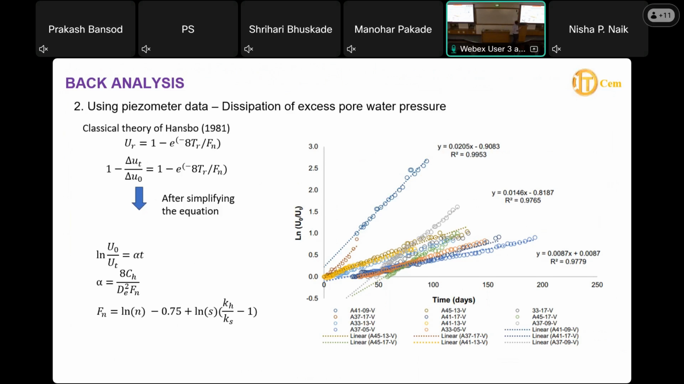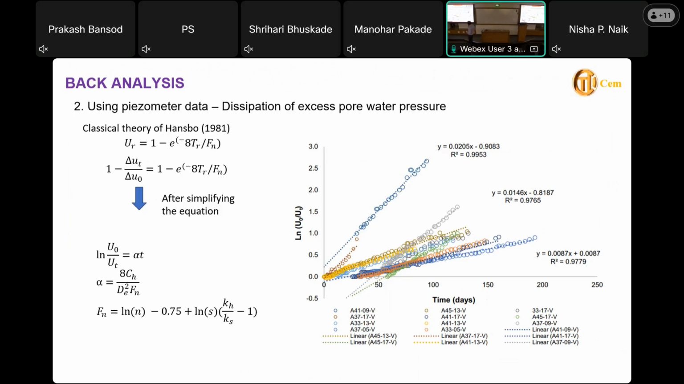We have taken this equation. What is today's pore pressure, delta U at time t, and what is the original pore pressure, delta U earlier? That is the ratio. So if you simplify this equation, you come up with a ratio: log of u0 by ut equals alpha into t.